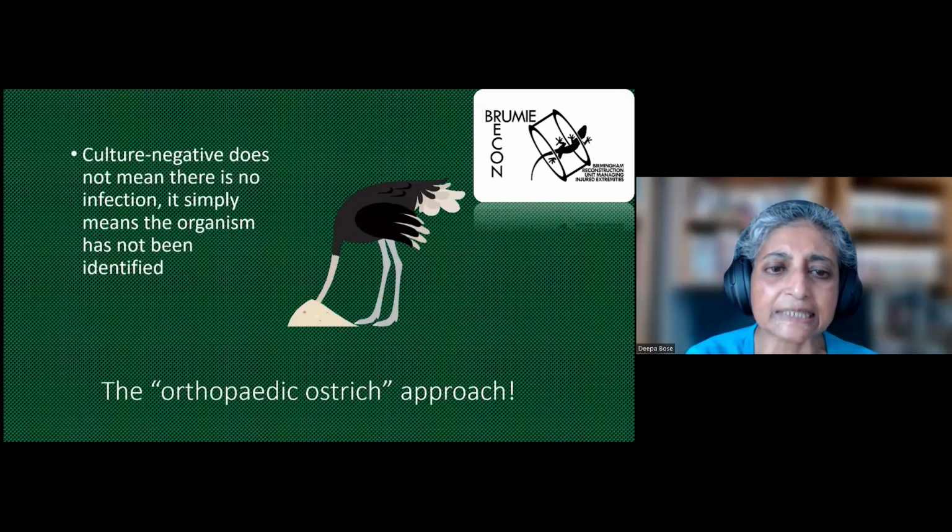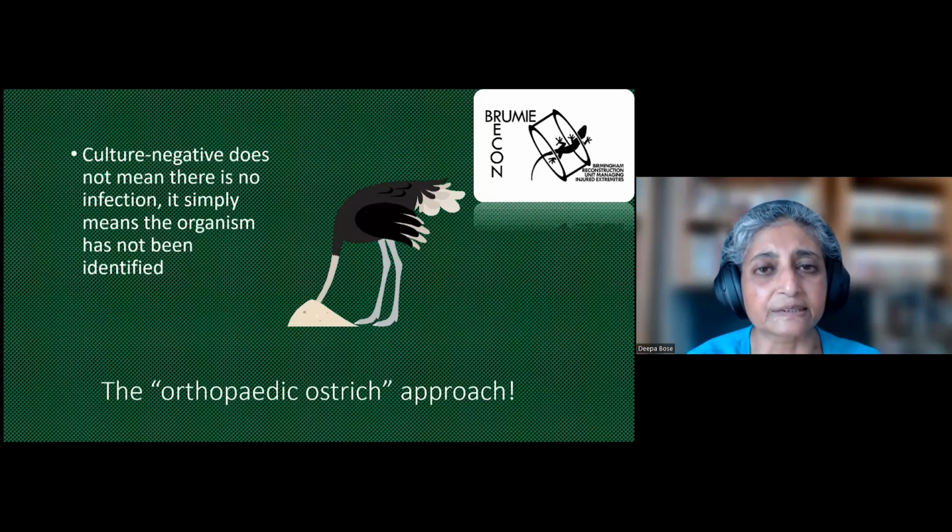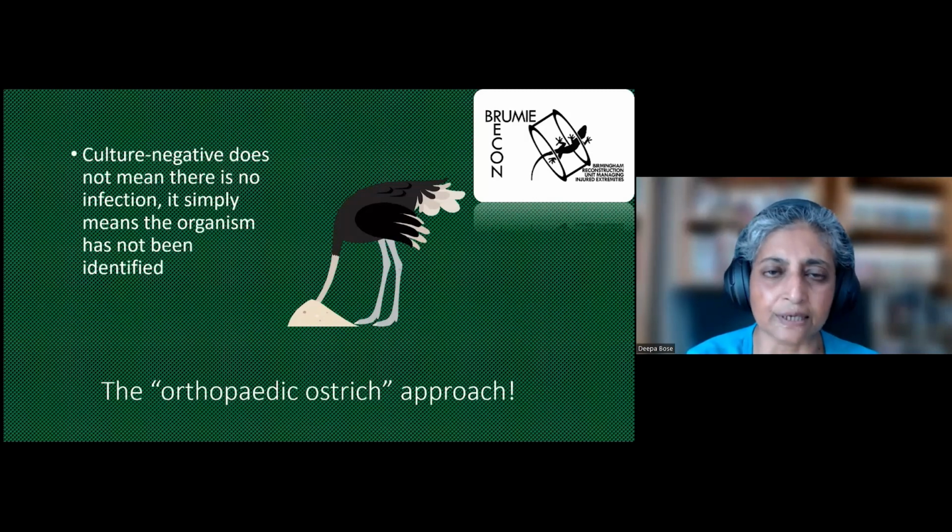So culture negative doesn't mean that there's no infection. It simply means that you haven't identified the organism. And your chance of identifying the organism is only as good as two things: how you take the sample and how you process it. So you just have to be quite careful in how you harvest the sample and how you process it by limiting the possibility for cross-contamination.